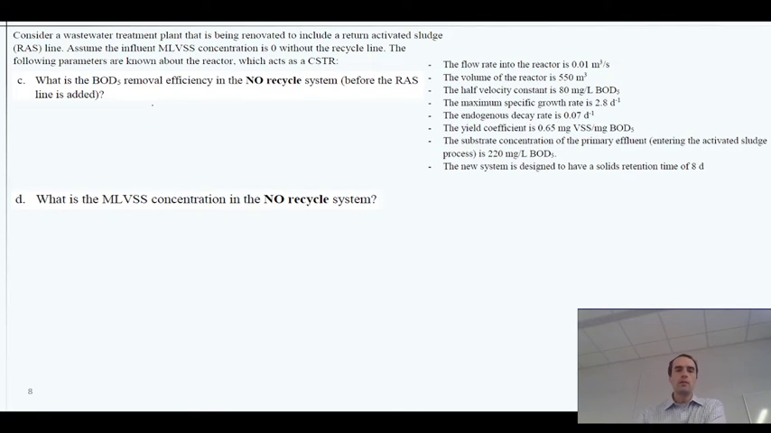Part C then, just as before, this is an efficiency where we say what we started with minus what we ended with, divided by what we started with, times 100%, is going to give us our removal efficiency.